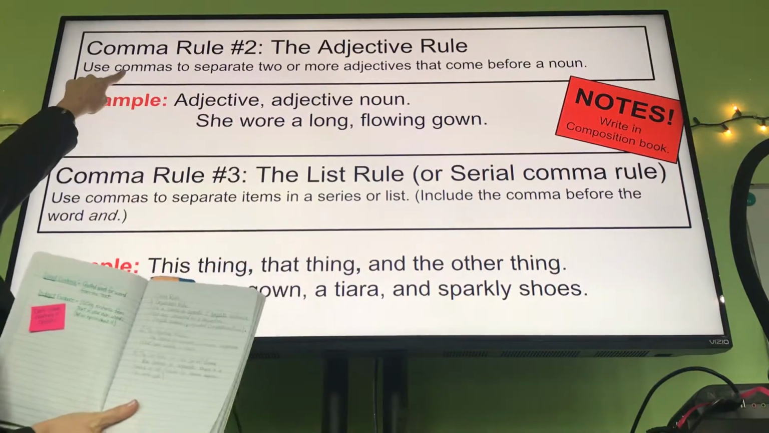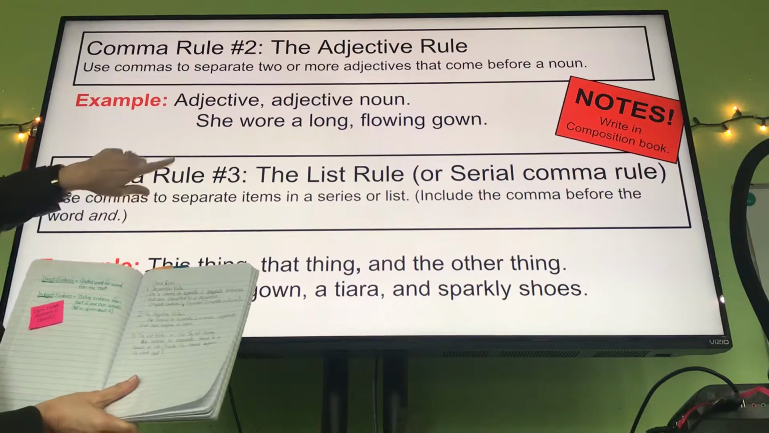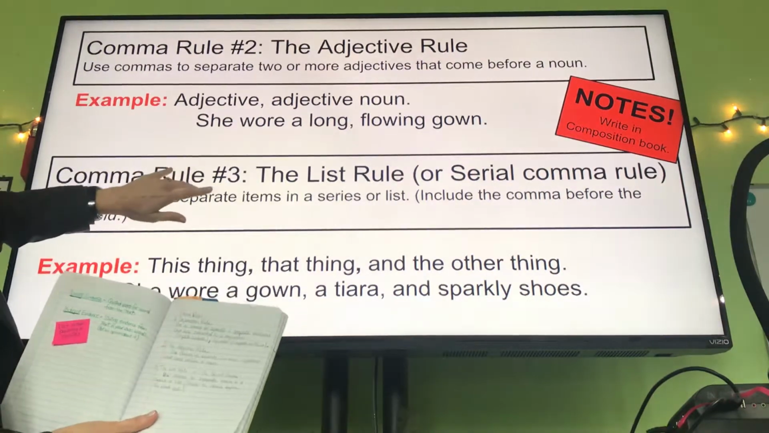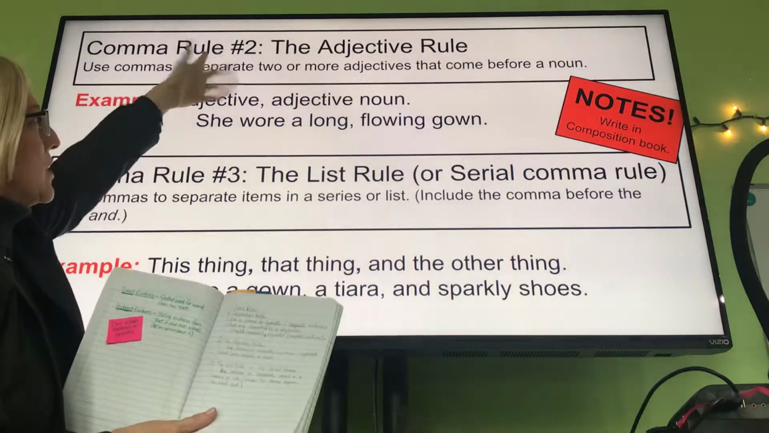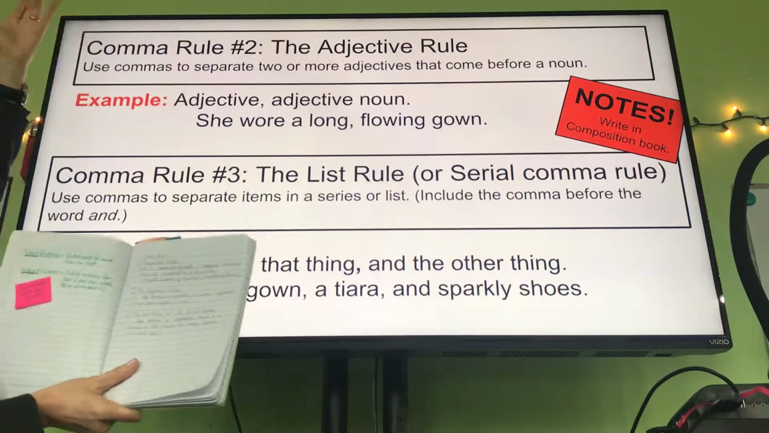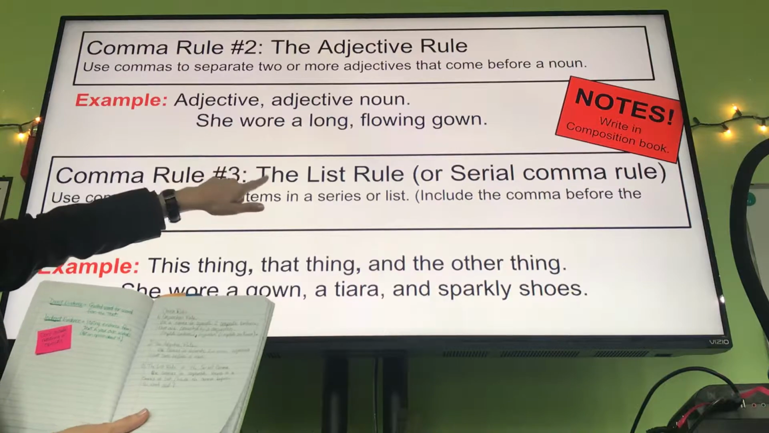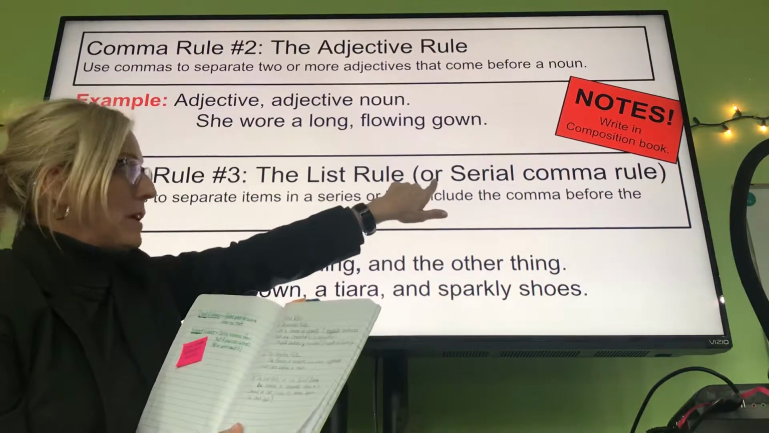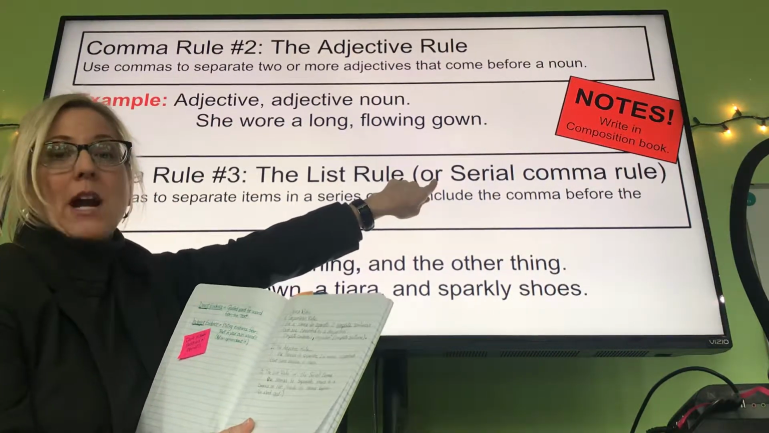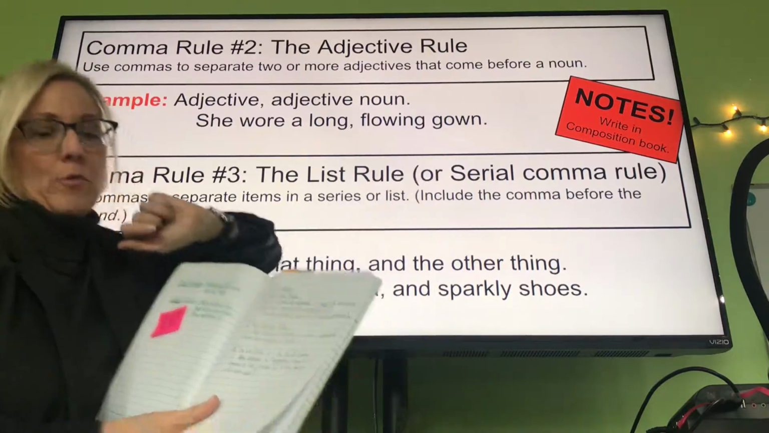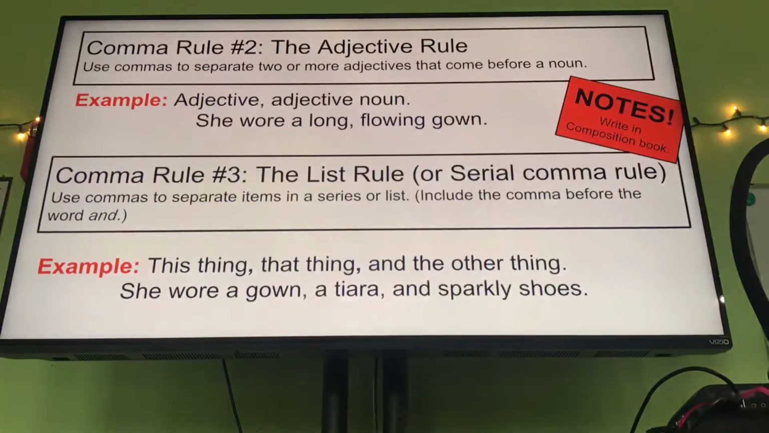You just need to write this part and this part. Don't forget to put all the parts. If you leave anything out, you can leave the number out. I'm calling it rule number 2, rule number 3. You need to know it's the adjective rule or the list rule. And because it's in parentheses doesn't mean you skip it. It means you write it in parentheses. The serial comma rule. So teachers call it the list rule, but the world calls it the serial comma rule. So you need to have that.